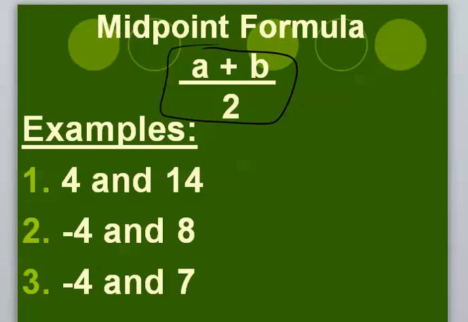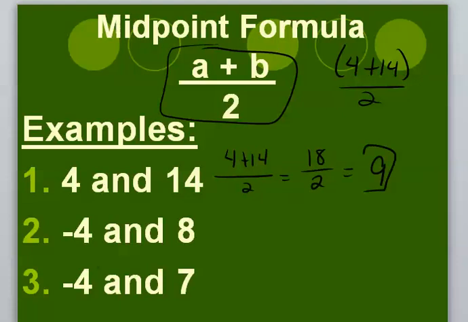And be very careful putting this into your calculator, that you will need parentheses around those top numbers before you divide by 2. Or you need to add them and hit enter, then divide by 2. If you do not hit enter or include the parentheses, your calculator will do order of operations and will give you an incorrect answer. So if we add 4 plus 14 and then divide by 2, 4 plus 14 is 18, divided by 2 is 9. So 9 is the midpoint, the point in the exact center between 4 and 14.